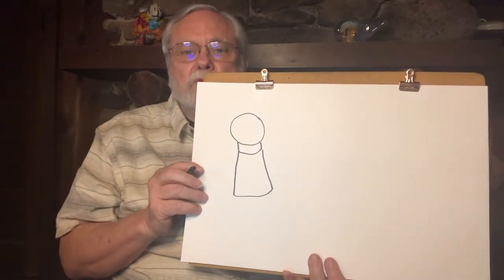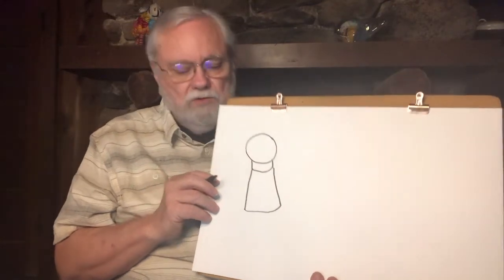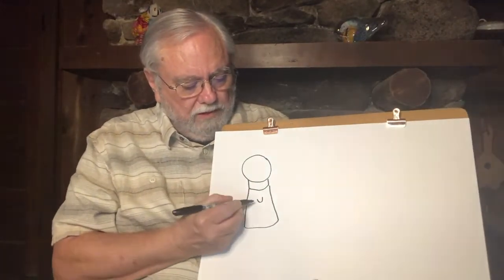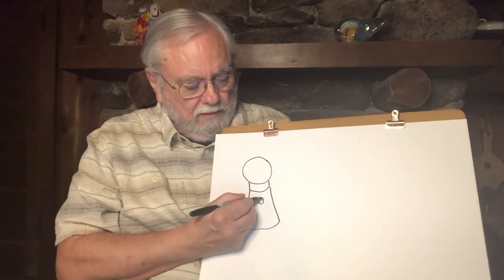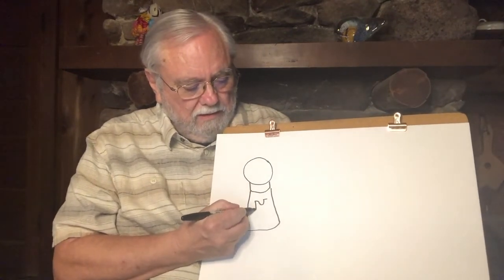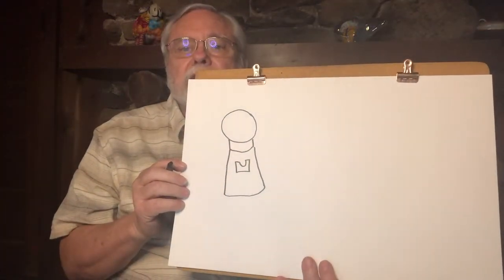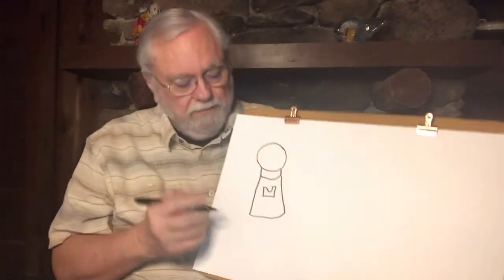Now we need a place to put our coins into the gum machine. So I'm going to make a little curve here. That's where the coin goes in. And then like little wings here. And then put that into a little box, like so. Now we need a place for the gum to come out.